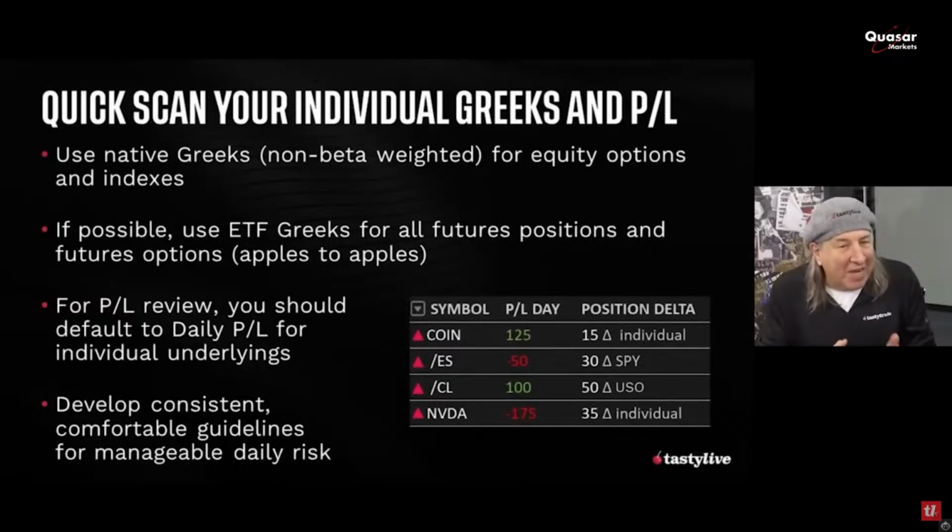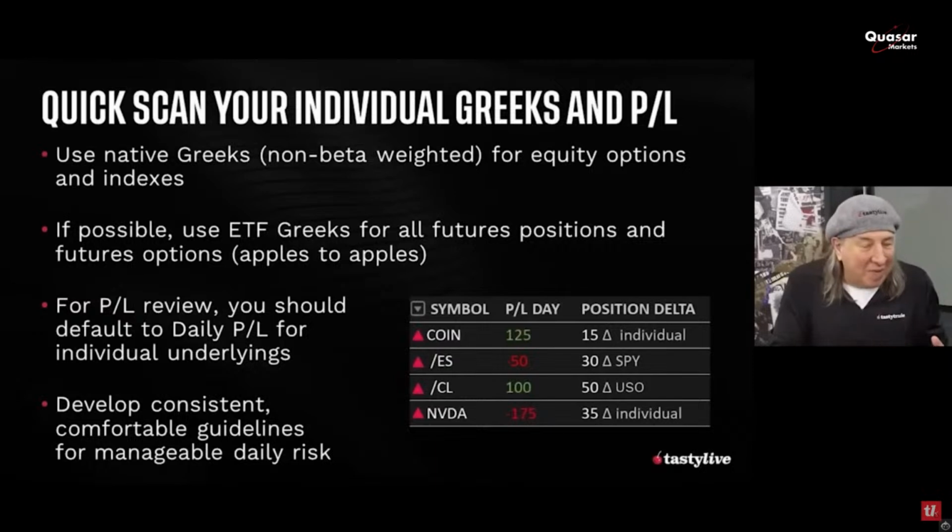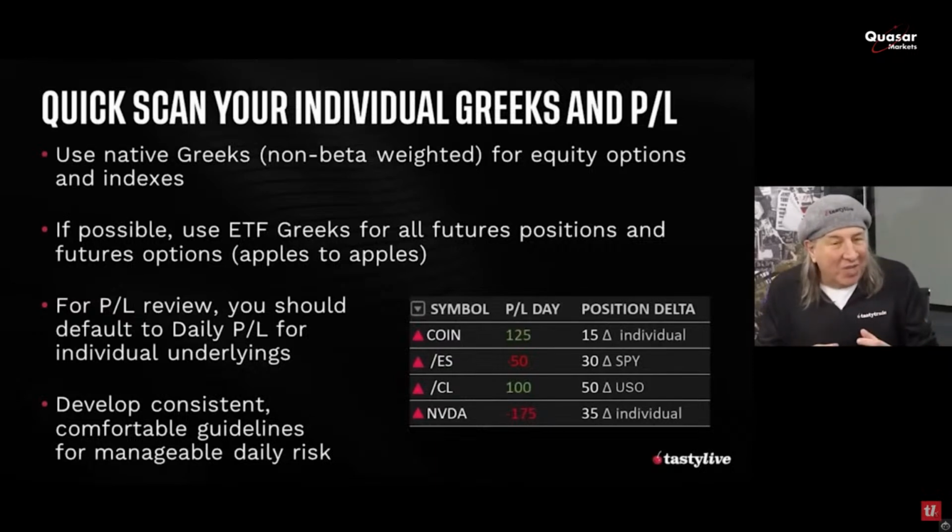That means non-beta weighted for equity options and index. This is not our total. This is just our individual positions. Now, the reason I'm telling you this is because people get very confused when they beta weight everything to the SPY, and they get very confused when individual positions are beta weighted to the SPY because it looks a little weird. But that's why we use the native Greeks, non-beta weighted for equity options, ETFs, and indexes.